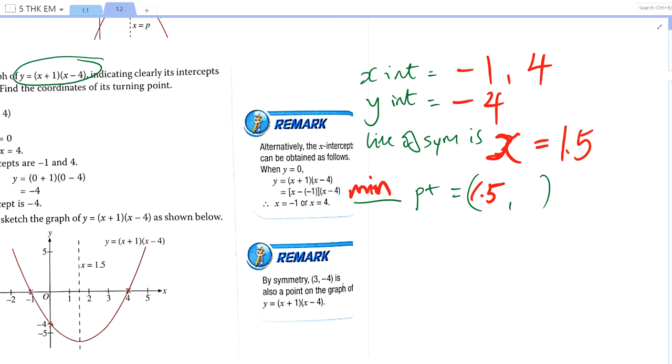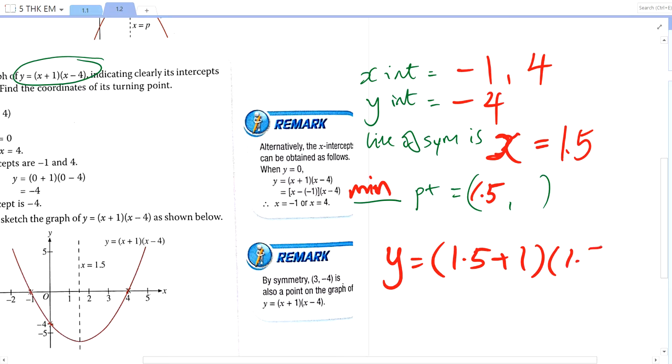You sub in. Sub what? Sub x equals to 1.5. You didn't sub. Are you sure you could have gotten an answer mentally? I think a bit challenging. y equals to 1.5 plus 1, 1.5 minus 4. How much do you get, Sophia? Okay, I trust you, negative 6.25.